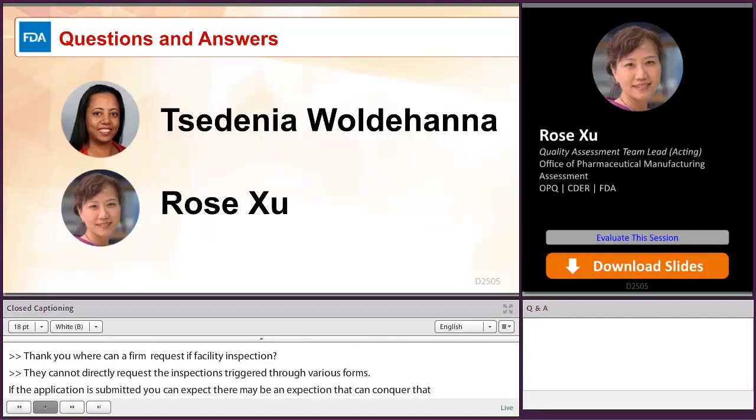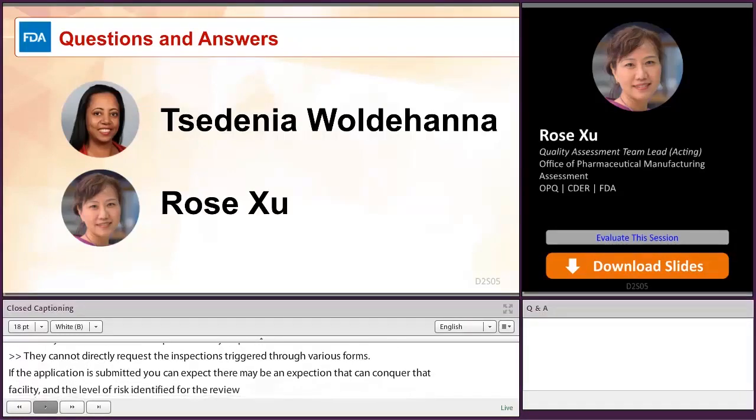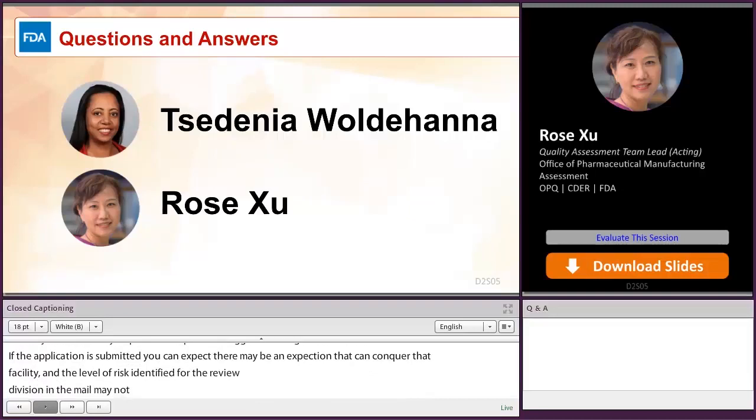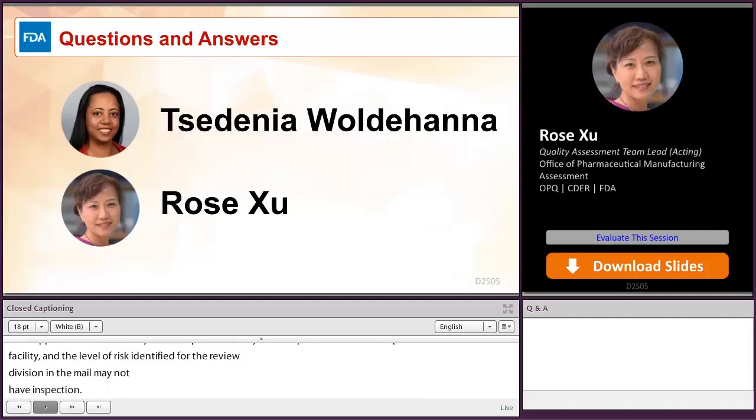Okay, we have another question for you. Who is the FDA point of contact for the status of a 483 response to FDA? About how many days will it take FDA to issue an EIR letter after an inspection? Those are two separate ones. But.